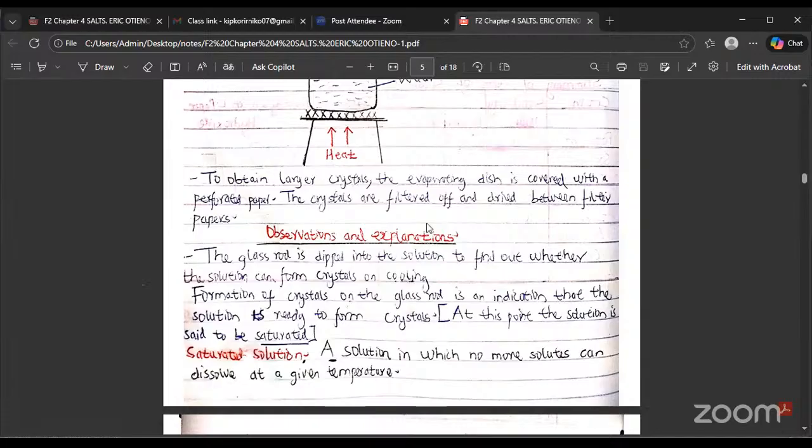Anyway, so the observations and explanation, I was doing the observation and explanation for you. The glass rod is dipped to find out, but that one is not the observation. That one is only what you are doing. You dip to find out whether the solution can form crystals, and of course, when you dip and remove it and it cools, you will find that it has white particles on top, but the rod was clean. Now, if it is ready, you say this solution is saturated.